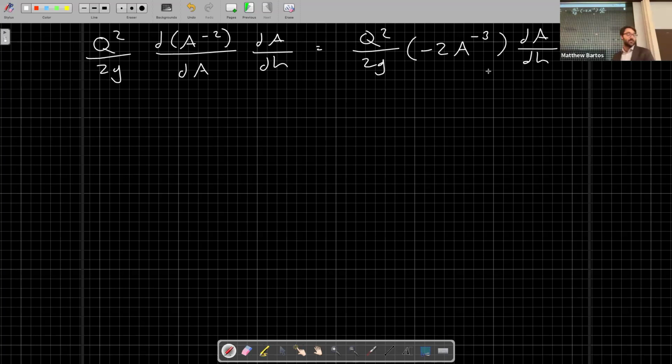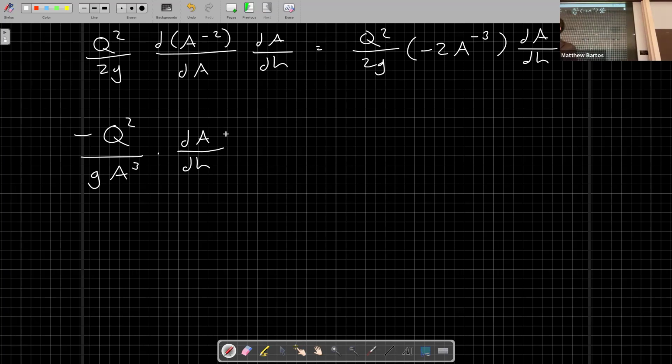Now there's one last thing we need to do, which is we need to come up with an expression for this dA by dH. So I'll let you think about that for a second. So let me simplify this whole expression here. This becomes negative q squared divided by g a cubed. So the 2's cancel here, and we end up with negative q squared divided by g a cubed times dA by dH.